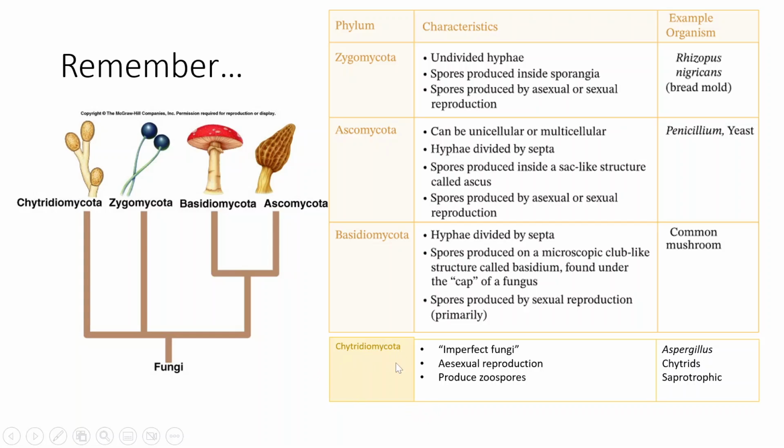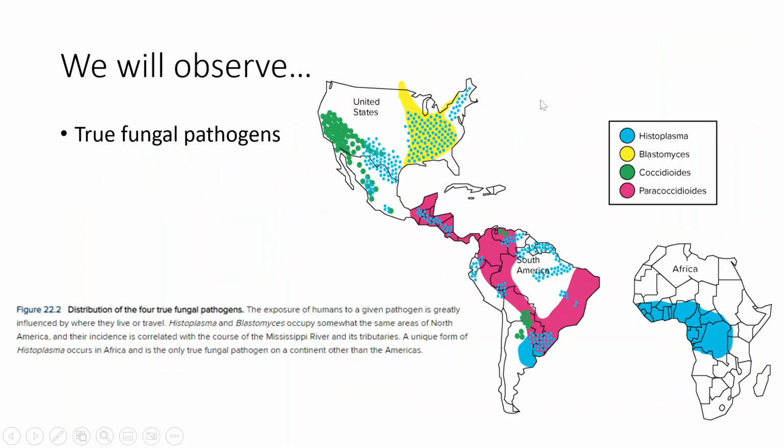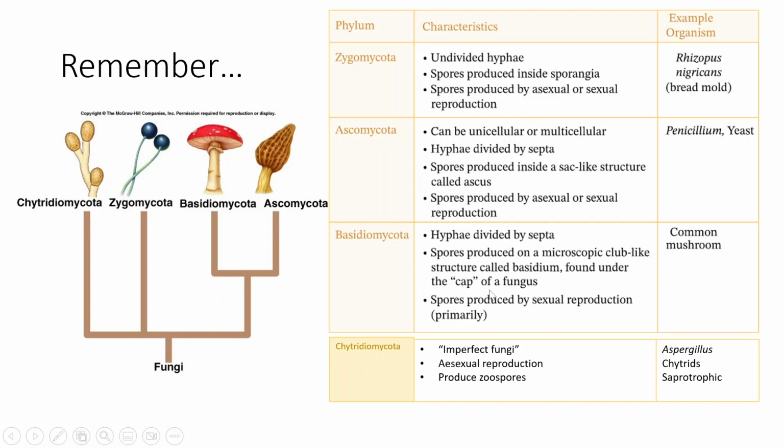But then we have the chytrids, which are in Chytridiomycota, and so they weren't included in this chart that I found online, so I tried my best to include them. But they're not sometimes included as true fungi. They're called the imperfect fungi because they're only able to reproduce through asexual reproduction. And so we call their spores zoospores, right? And so this would be aspergillus.